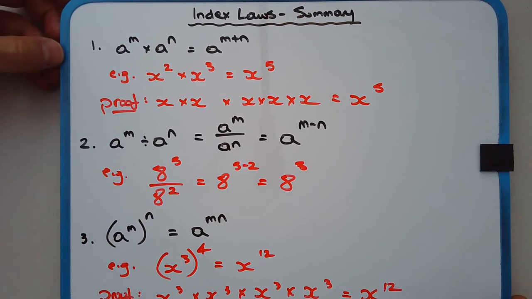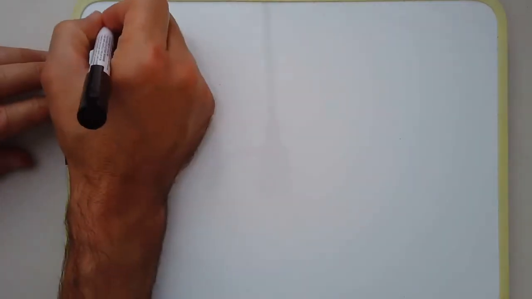Let's have a look at the 4th index law, which is what we call the zero index law. Let me just adjust this board. So number 4.